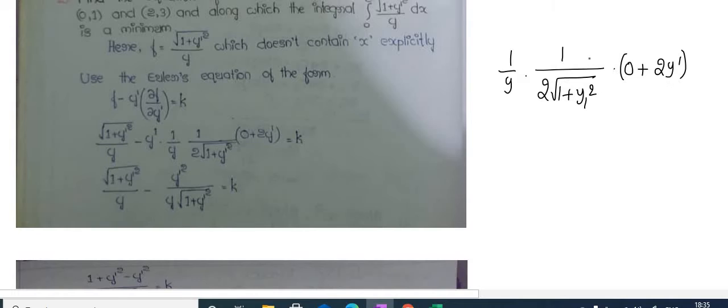Y dash is here. So already we have y dash, here y dash is there in the formula. Y dash into y dash is y dash square. Y into root of 2 get cancelled. RHS is k only. So again you are taking LCM. Here you can observe LCM is y into root of 1 plus y dash square. LCM into fraction 1 plus y dash square divided by y. Y get cancelled. Root a into root a is a. That's why 1 plus y dash square minus y dash square equal to k.